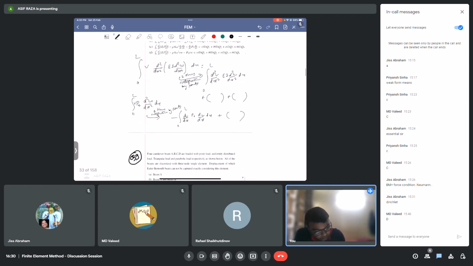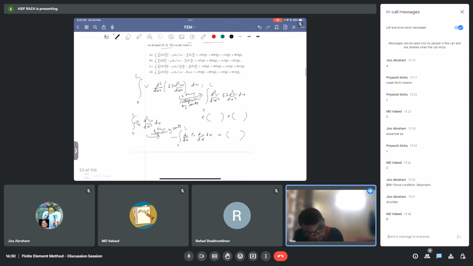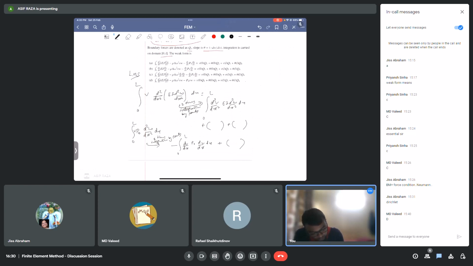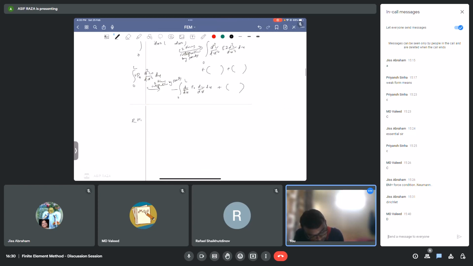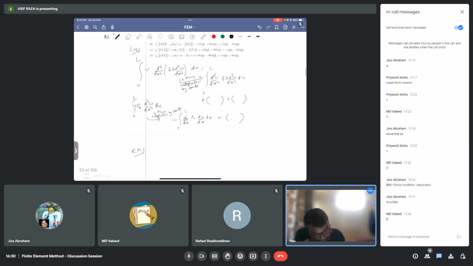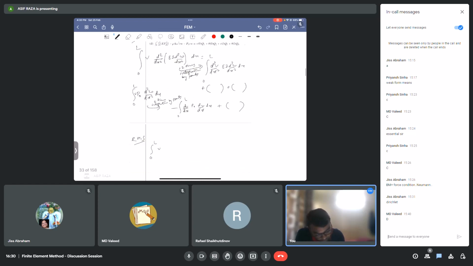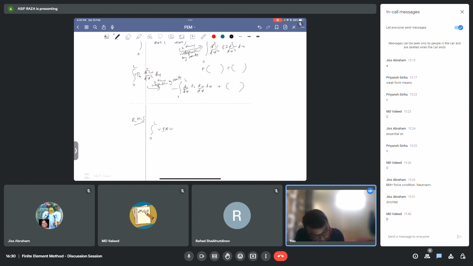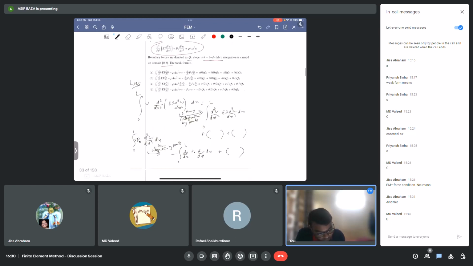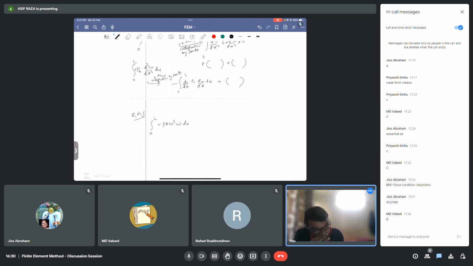And on the RHS, these are all on the left hand side. On the right hand side, we have 0 to L, multiply weight function v and rho A omega square w dx. So this will come out to be the same. This won't change much, this will remain as it is.